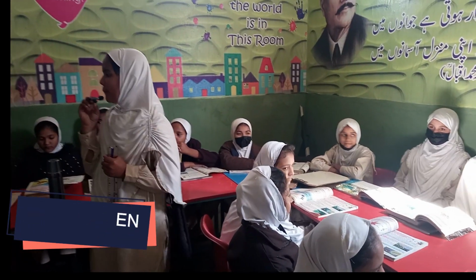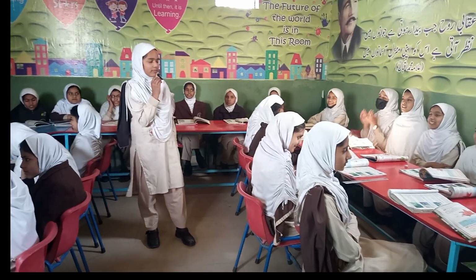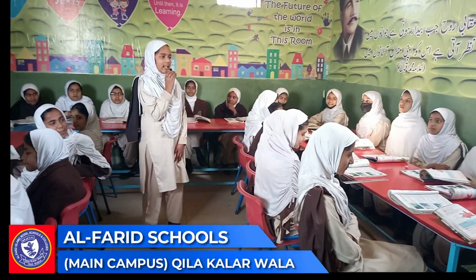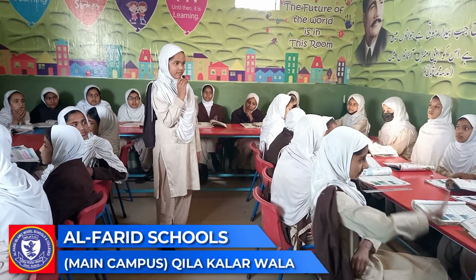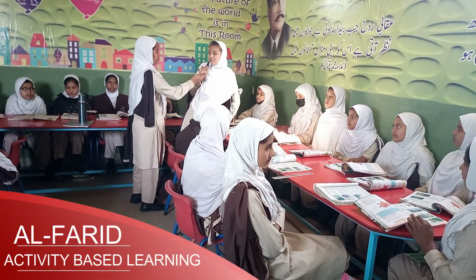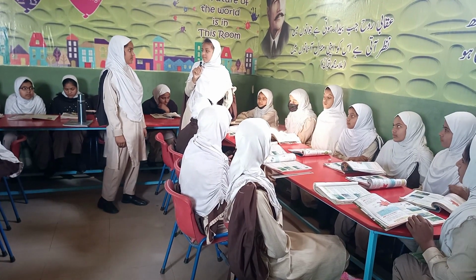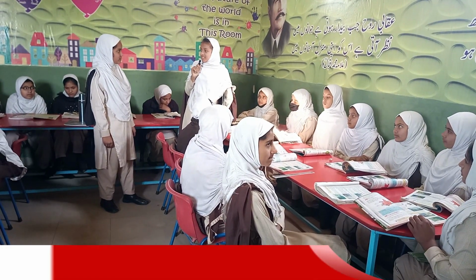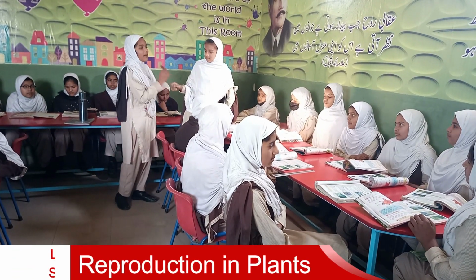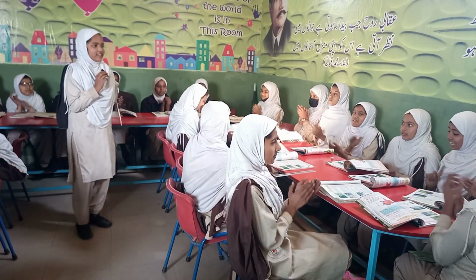Have you cleared that topic? Yes. Do you understand the topic? Yes. Can you ask questions? Yes. Okay. Can anybody tell me what is self-pollination? Yes, Abiha. The transfer of pollen grains from the anther to the stigma of the same flower or another flower on the same plant is called self-pollination. For example, pea, rice, etc. Clap for Abiha.